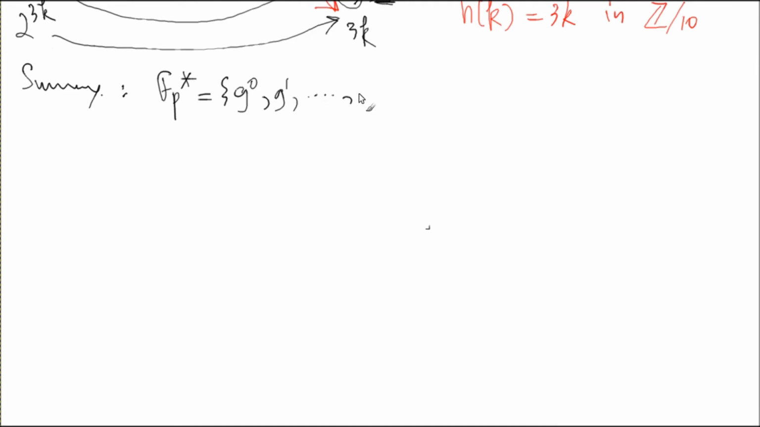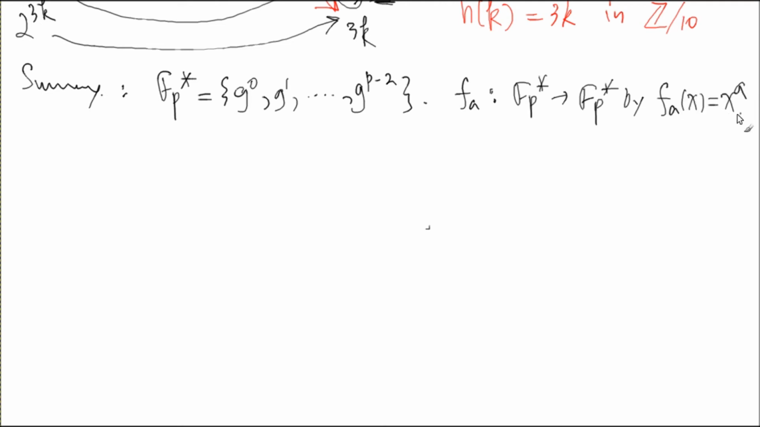Suppose we have this general situation now. P minus what? P minus 2, right? The last one is P minus 2. And so I give you the generator, 2 or 3, whatever. So I want you to go and write down that. Also, I'm going to give you this function, f sub a, from F_p star to F_p star, given by f_a of x, given by x raised to the 8th power. That's the context, right?